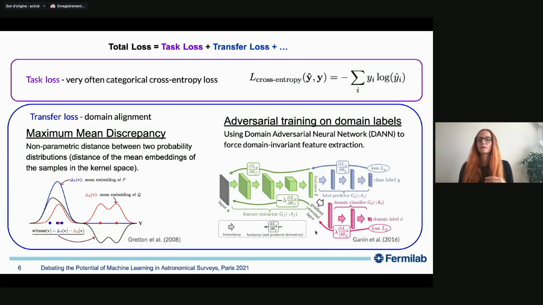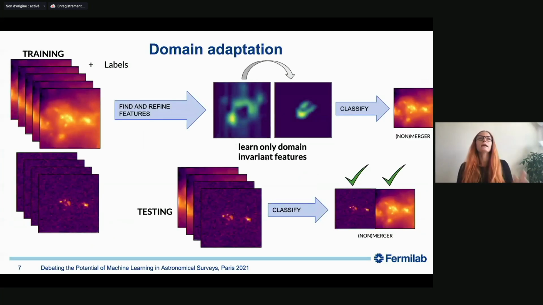This means that the green part, the feature extractor, needs to find domain invariant features that are going to be useful for classification in the blue branch, but completely useless for classification of the domains in the pink branch. And in the end, by adversarially training these two branches, you end up again with domain invariant features.